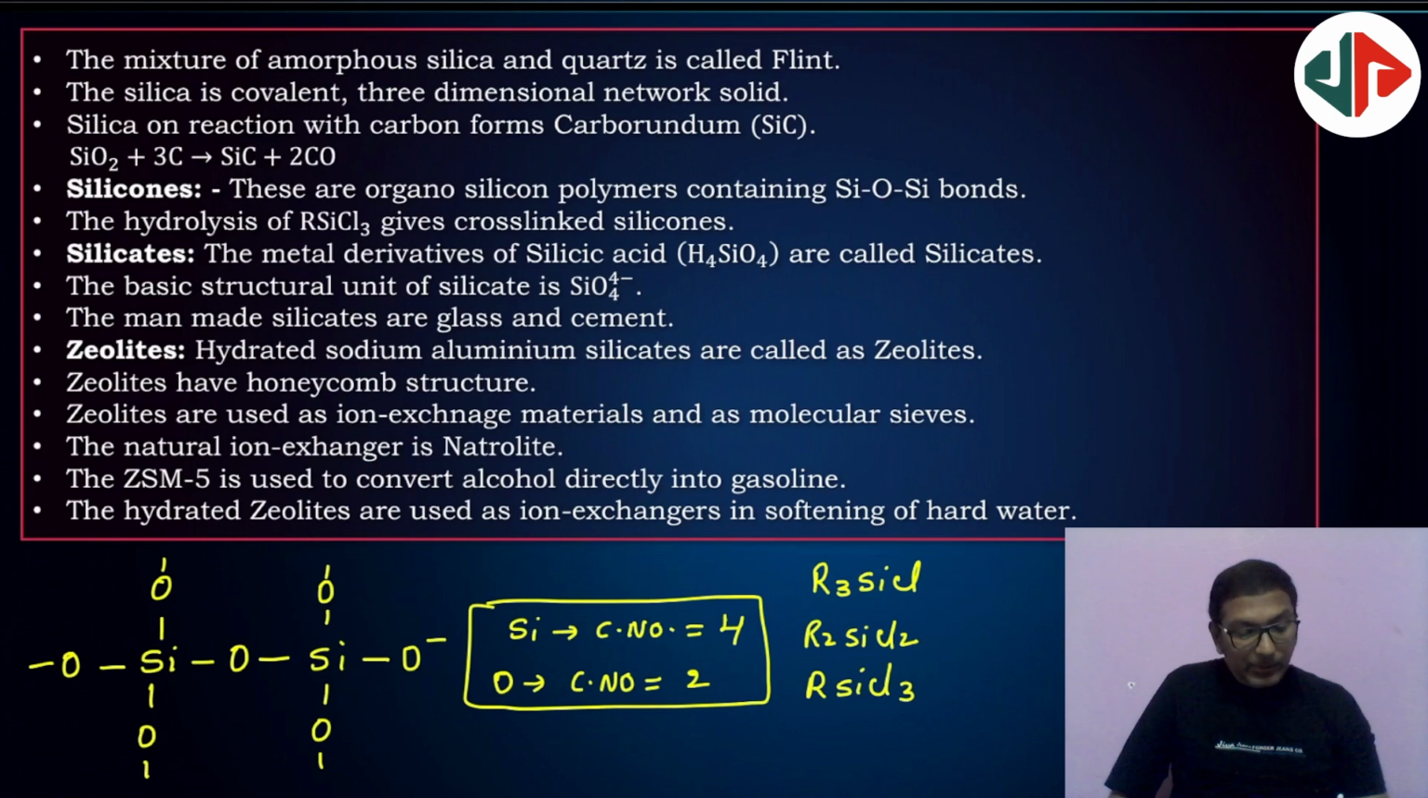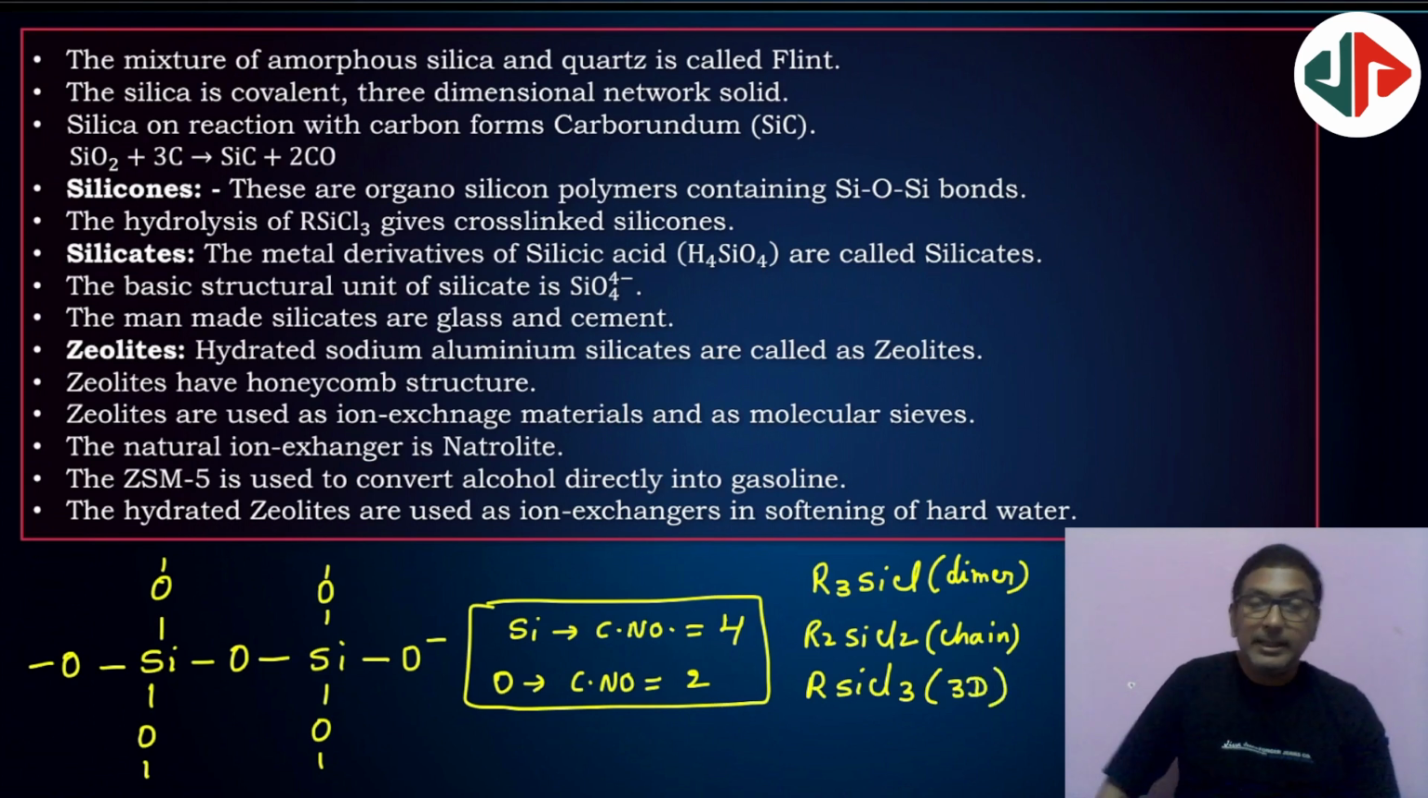So first one, R3SiCl, gives just dimer. Next, R2SiCl2 gives chain polymer. RSiCl3 gives 3D polymer. So 3 types of silicones. Silicones will be formed by these 3 types only. Only 1 chlorine atom is present means dimer. 2 Cl atoms, chain silicones. 3 Cl atoms, 3D silicones.